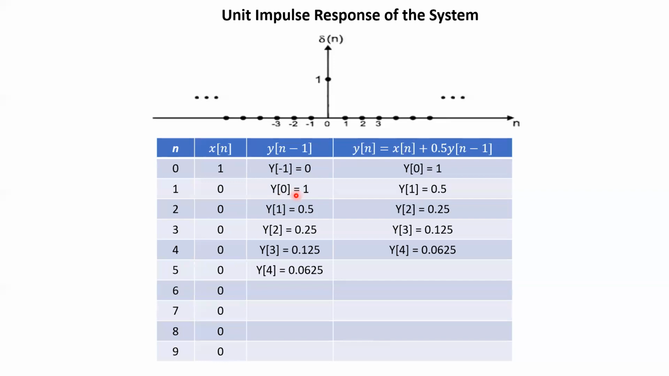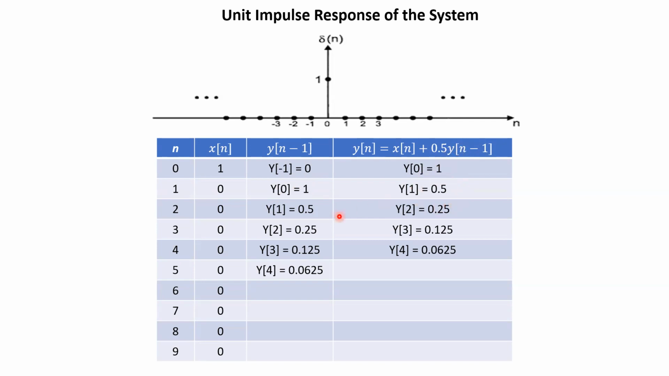Now again, we can update y1. That will be updated by substituting the y0 that we calculated in the previous step and the current input. If you do that, this value is equal to 0 and this value is equal to 1. So it is 1 divided by 2. So the value remains 0.5.